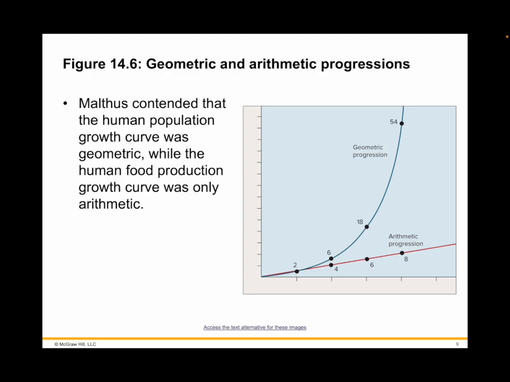In arithmetic progression, in contrast, the elements increase by a constant difference. That red line shows that. The progression proceeds as 2, 4, 6, 8, where each number is greater than the preceding one, and where each number is 2 greater than the preceding one.